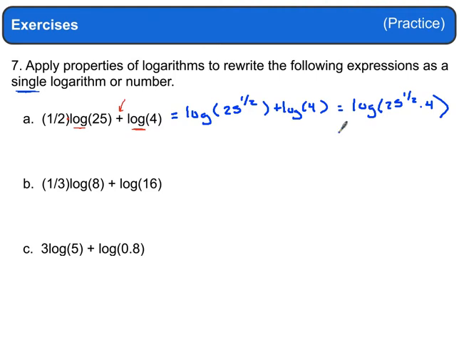So now we're just going to see if we can simplify the inside. So the 25 to the 1/2 power, in other words, the square root of 25 is 5. And so 5 times 4 is 20. So we end up with log 20.